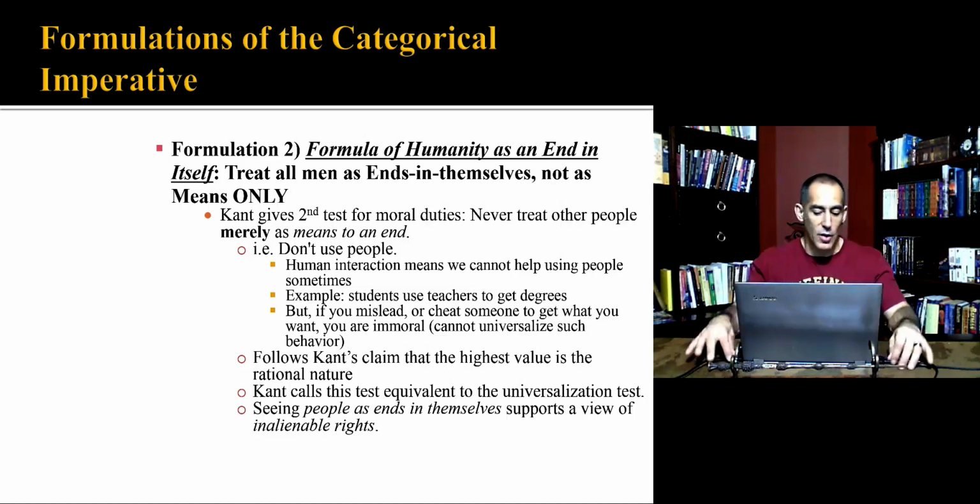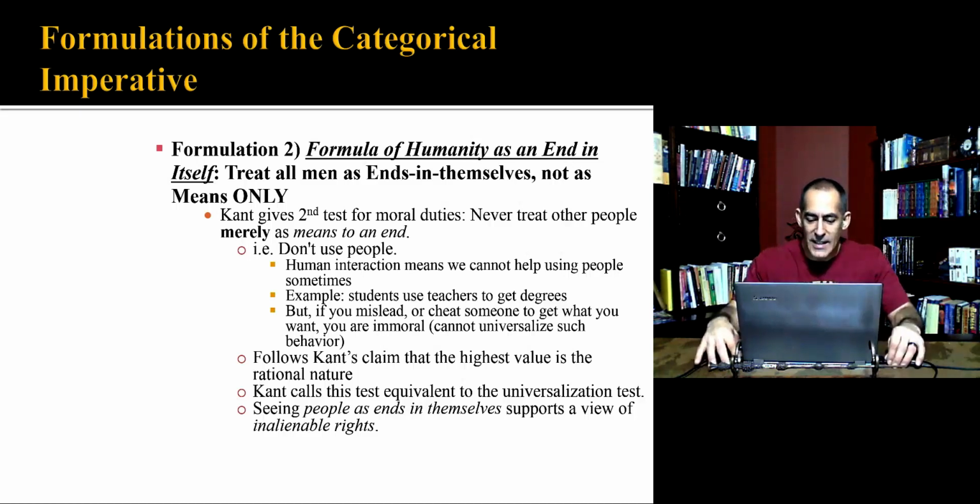Okay? Second, that was the first formulation, right? The formula of the universal law. The second formulation is the other one that I want you to know, the formula of humanity as an end in itself. Okay, which is to treat all men as ends in themselves and not as means only. Okay, an end in itself means for its own sake, not as a means. Okay, basically it means don't use people. If you want to boil it down to some really basic way to phrase it.